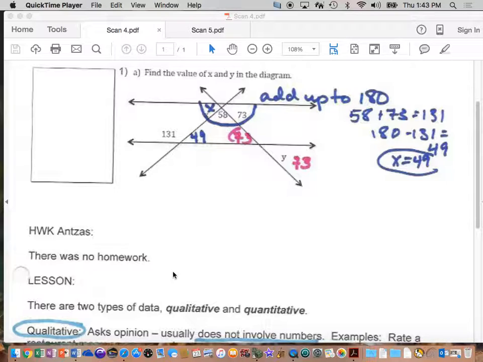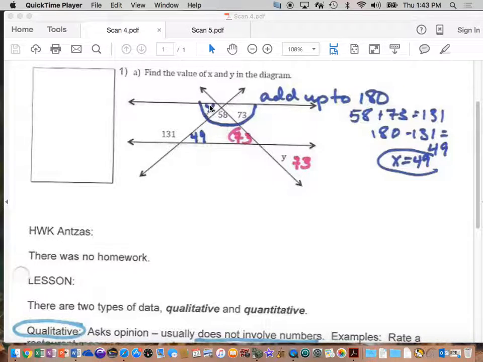We want to find x and y in the diagram. And what do these three angles all add up to right here, guys? 180. You know that because they make a straight line, which is half a circle. So if I add up 58 and 73, I get 131. That means the missing guy over there has to be 180 minus 131, which is 49.